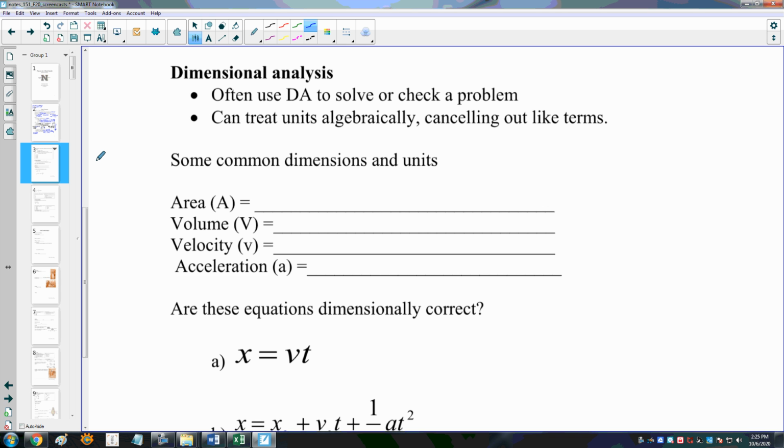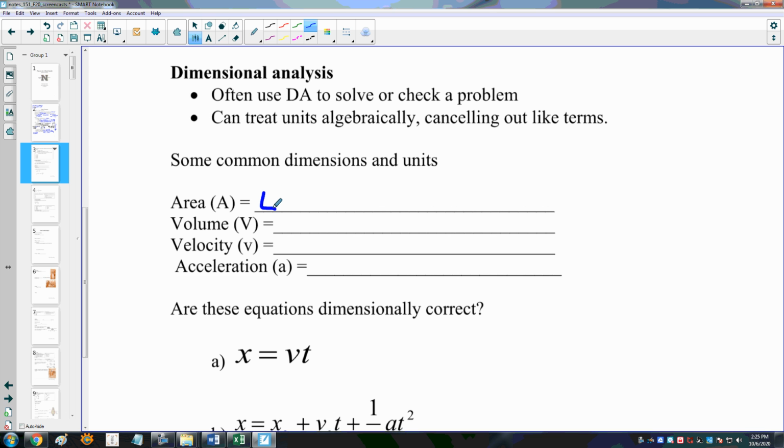So when we look at an equation, we can treat the units algebraically. That is, we'll take each variable and replace it by its units, and then we'll cancel out variables when they cancel, and we'll add them up when they add. And we're really looking for an equation so that all the units match up correctly. First, let me just give you some common dimensions and units.